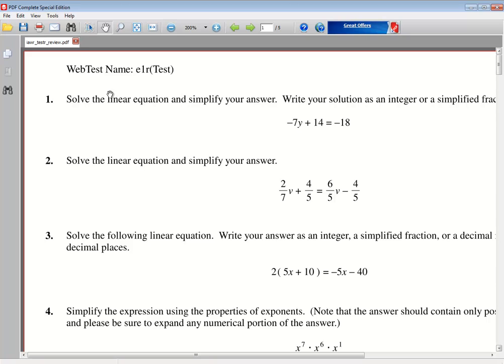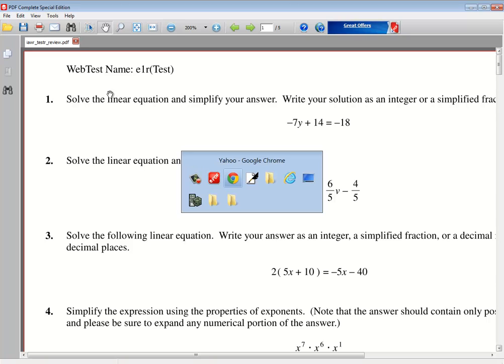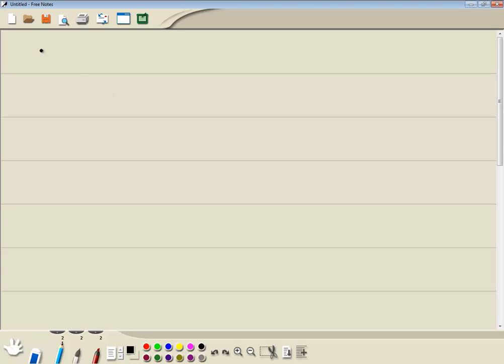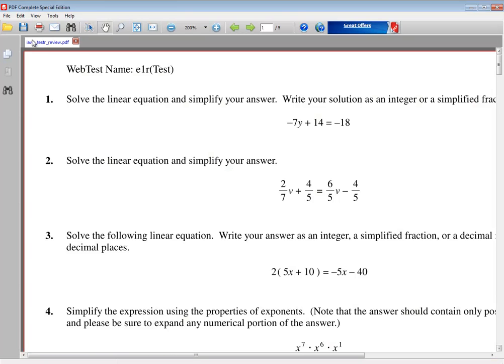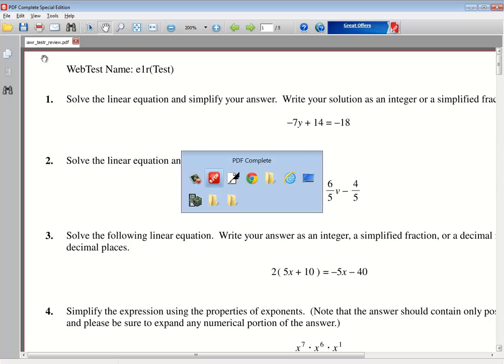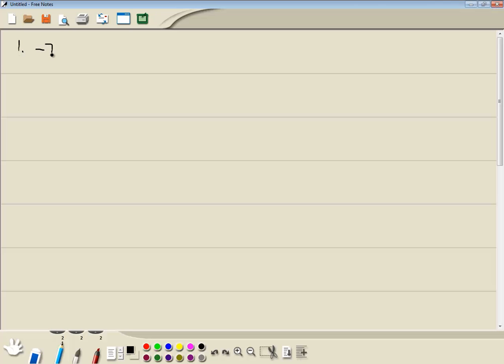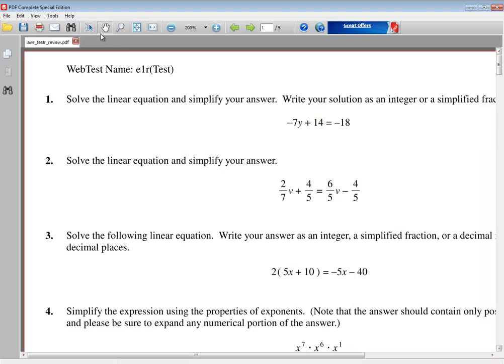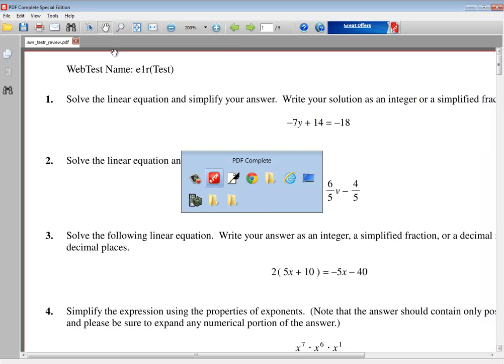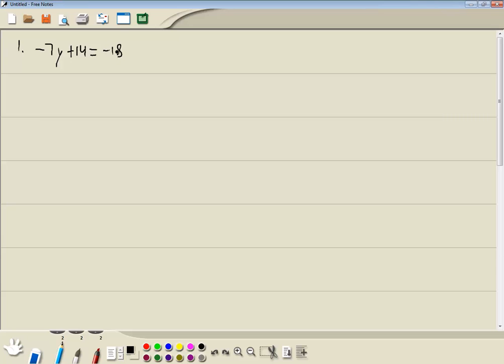Let's take a look at our first problem. We got negative 7y plus 14 equals negative 18. Now we'll go through our 4 steps for solving a linear equation.